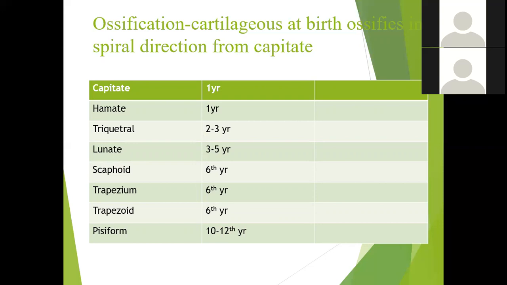Now we can talk about the years. The capitate ossifies in the first year, hamate in the first year, triquetral at 2 to 3 years. It may vary, so here we are talking about the range. Triquetral ossifies from 2 to 3 years, lunate 3 to 5 years, scaphoid 6th year, trapezium 6th year, trapezoid 6th year, pisiform 10 to 12 years.